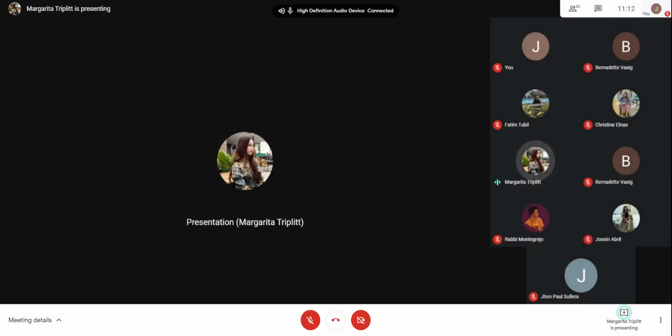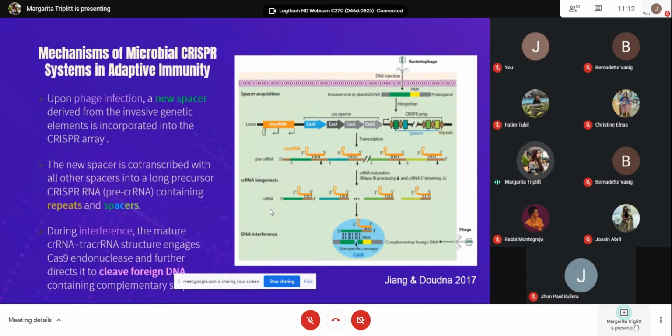The operon is the transactivating CRISPR RNA or tracer RNA here, the orange rectangle, which encodes a unique non-coding RNA with homology to the repeat sequences. So this tracer RNA is homologous to the repeat sequences of the CRISPR array.